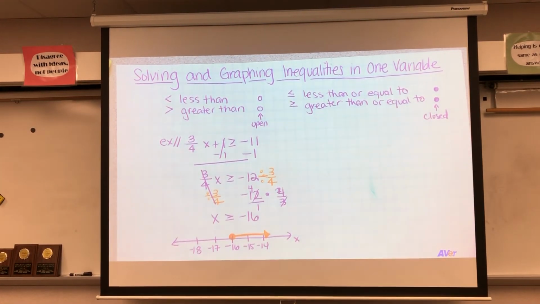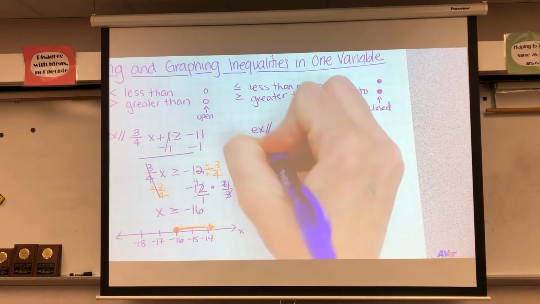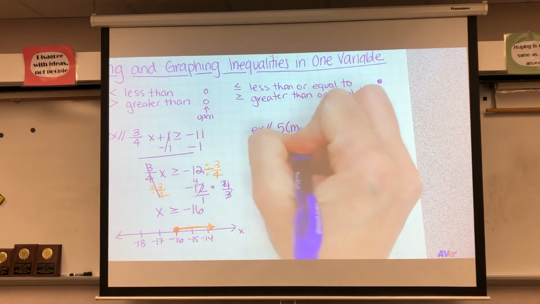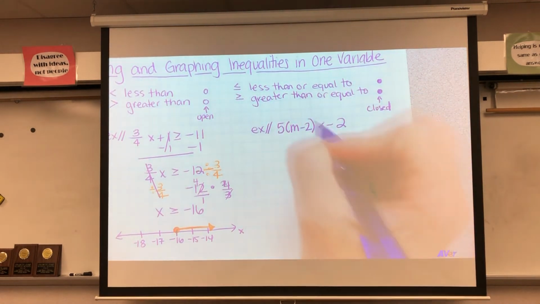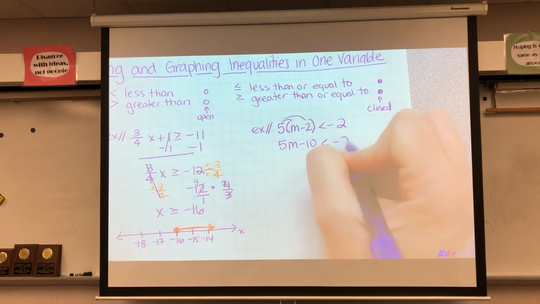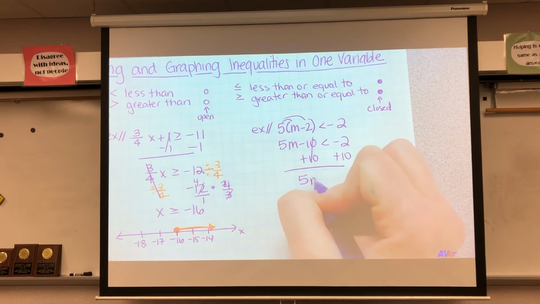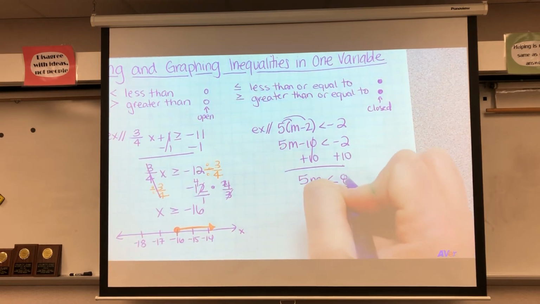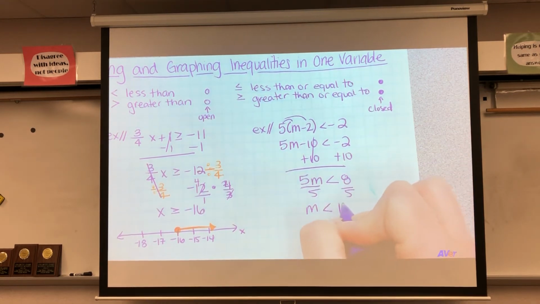Let's do one more problem. What happens when it's not a whole number solution? So I'm going to do that over here. If I have 5 times m minus 2 is less than -2, first thing you should do, obviously, is distribute, again pretending that's an equal sign. 5m minus 10 is less than -2. Add 10 to both sides. 5m is less than 8. Divide by 5. So how on earth can I graph this? Well, that's really 1 3/5.